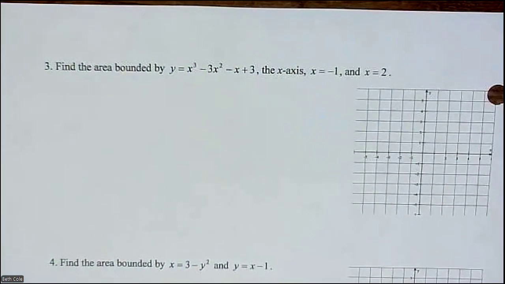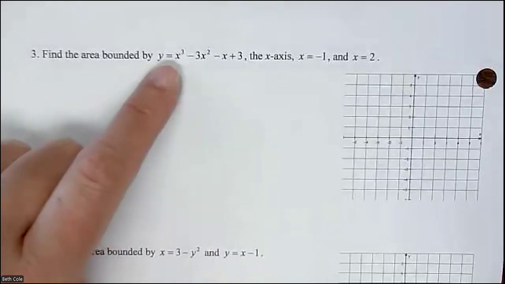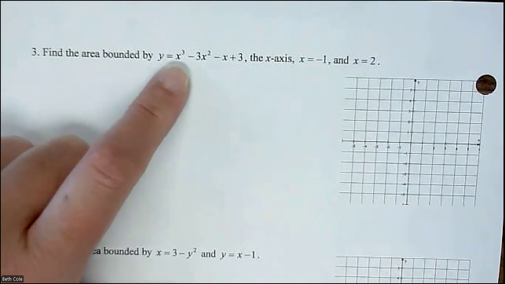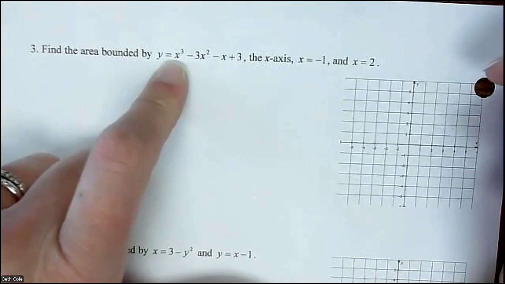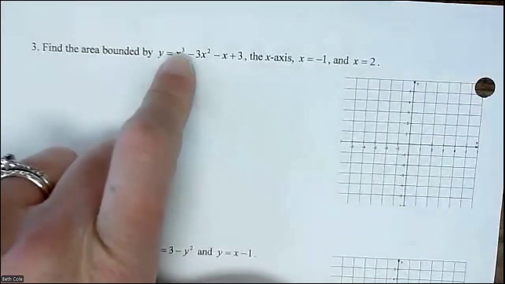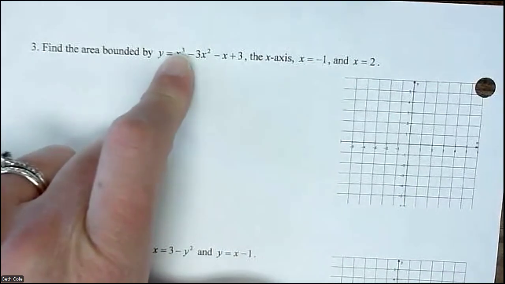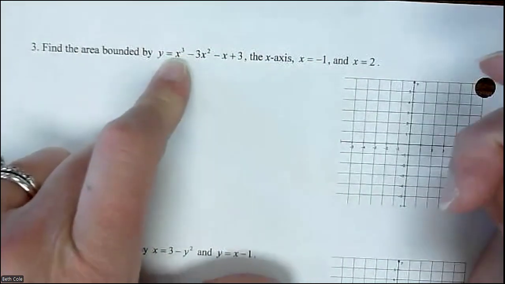All right, find the area bounded by that thing, the x-axis, and -1 and 2. So let's go ahead and see if we can get some points out of this. This is going to be a little bit more of a battle here. But it is cubic, so it should be a wiggle. It should go like this. Do you get what I'm saying? So we need enough points till it looks like that.